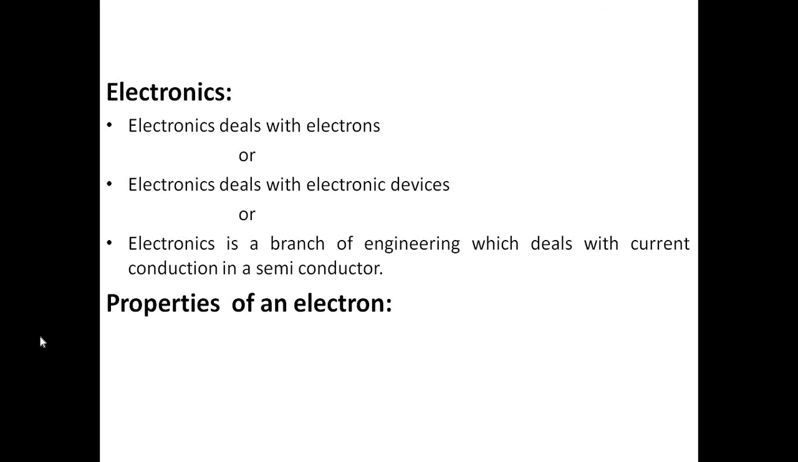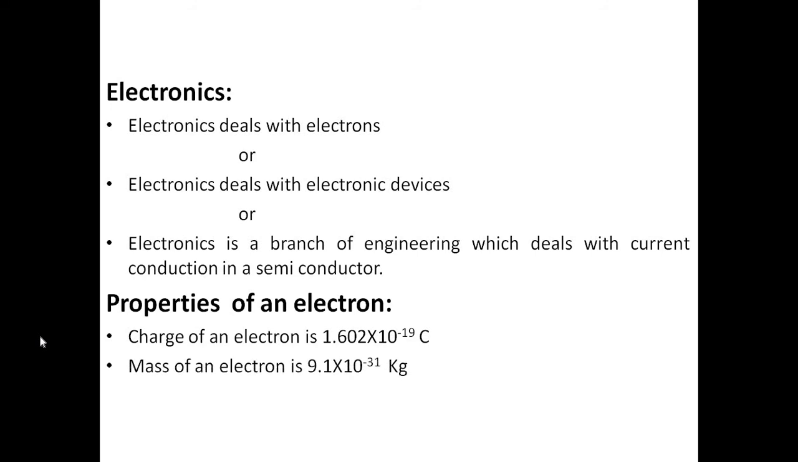Now, what are the basic properties of an electron? The first one is the charge of an electron, which is 1.602 × 10^-19 coulombs. The mass of an electron is 9.1 × 10^-31 kg. The radius of an electron is 1.9 × 10^-15 meters. These are very important properties one has to remember for an electron: the charge, mass, as well as the radius.